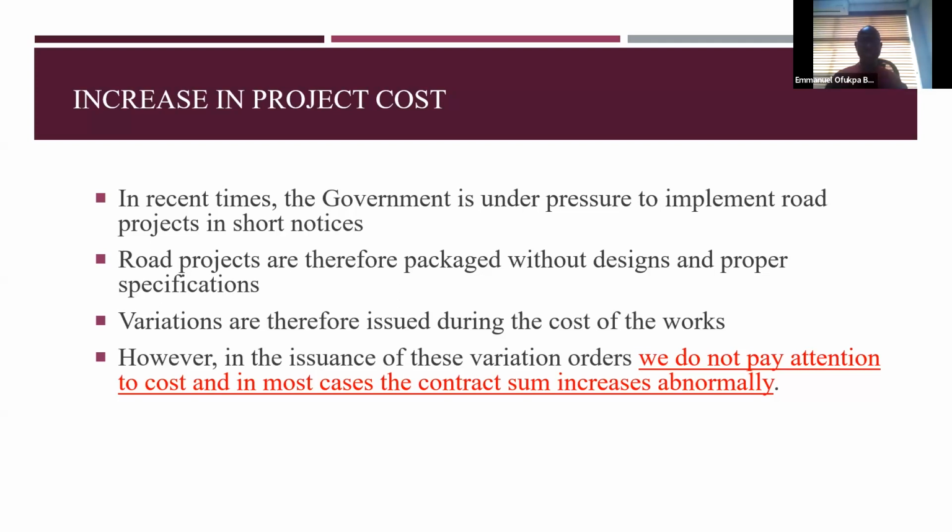Variations are therefore issued during the course of work, so they become very, very important. And so before the work starts, a lot of the time there are variations that are even anticipated. However, in the issuance of these variation orders, we do not pay attention to costs. And in most cases, the contract sums increase abnormally. In fact, we can have contract sums which are increasing over 100%, even some of them over 200%. So this is where the focus is going to be, because when we do things like that, there are implications that are going to come. So the reason I deliberately highlighted it also in red.